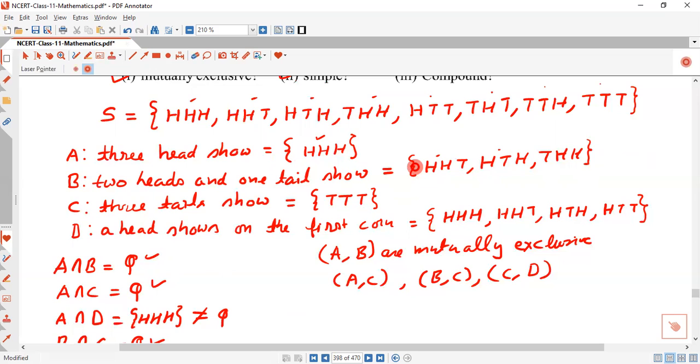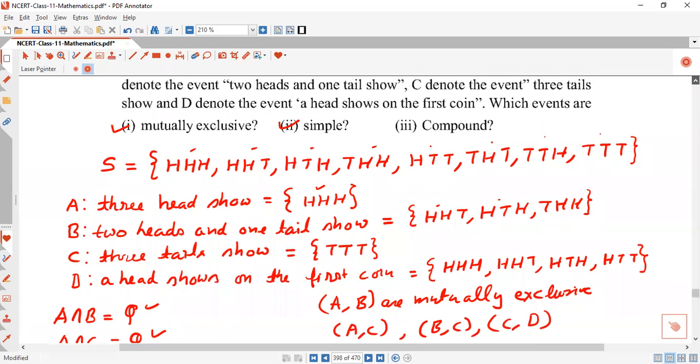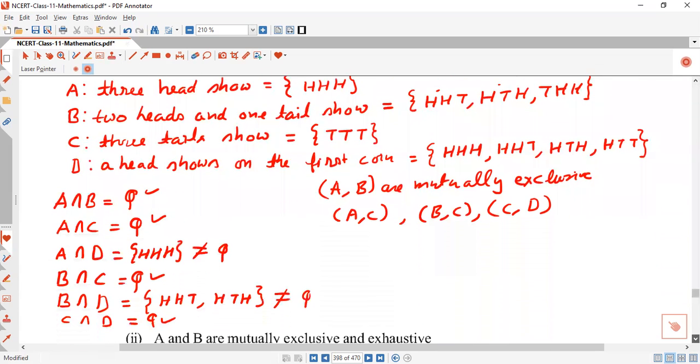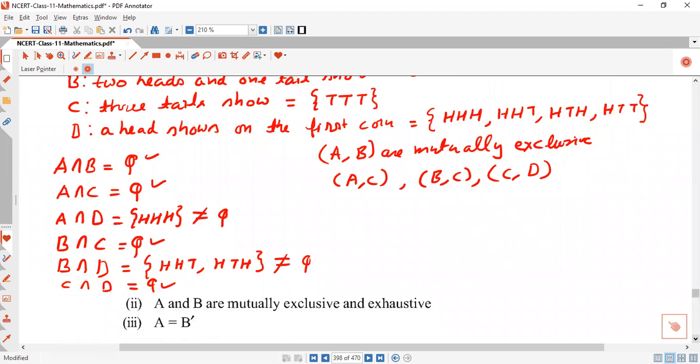B is not a simple event because we have more than one element. C also has a single element, so we say that it is a simple event. D has more than one element, so D is not a simple event. So we have only 2 events, A and C. Those are simple events. We write down here: simple events are A and C.